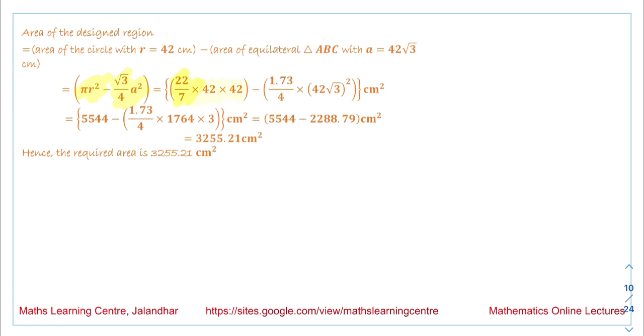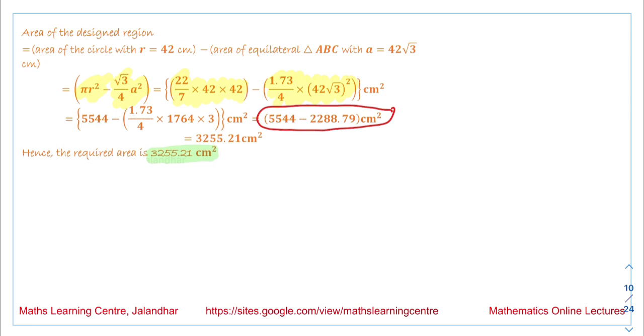So it is 22 by 7 into 42 into 42, minus root 3 by 4 (1.73) into 42 root 3 square. On solving these values, you will get 5544 minus 2288.79. So the required area we have is 3255.21 centimeter square.